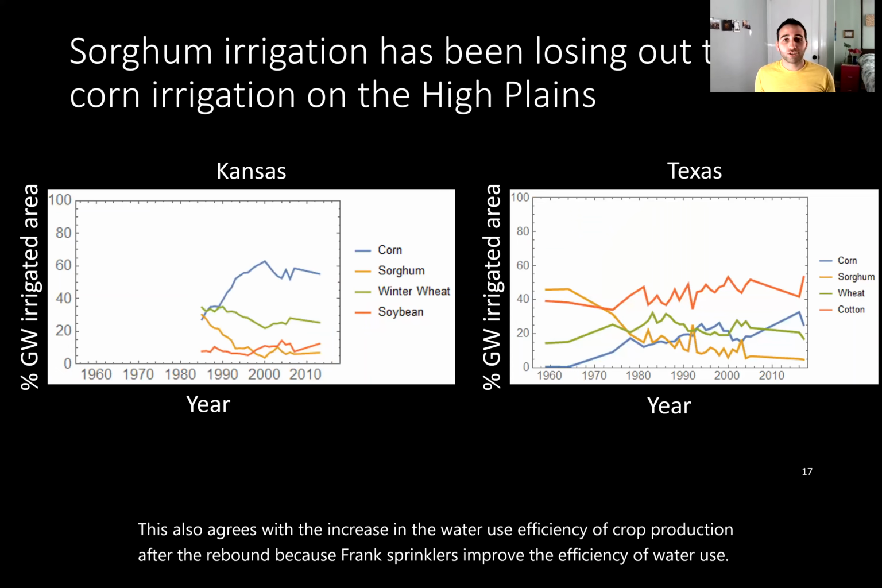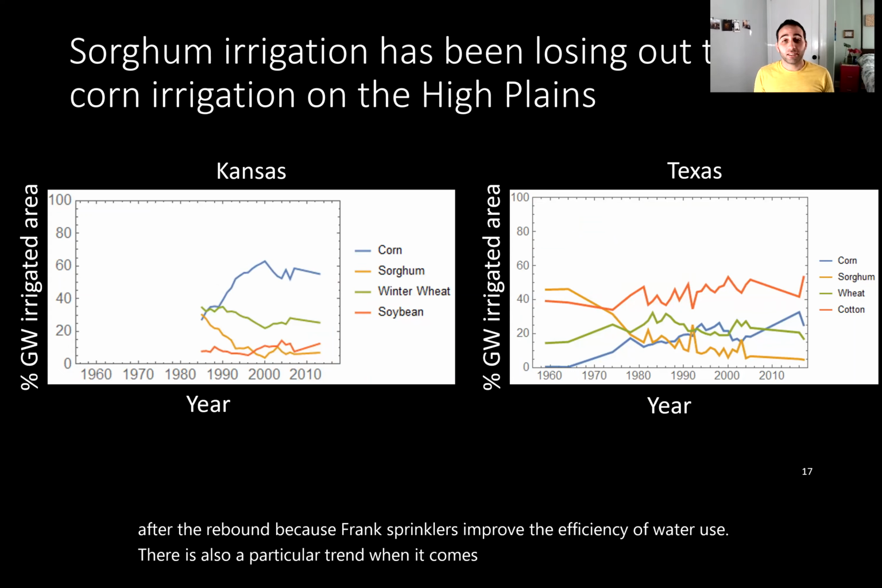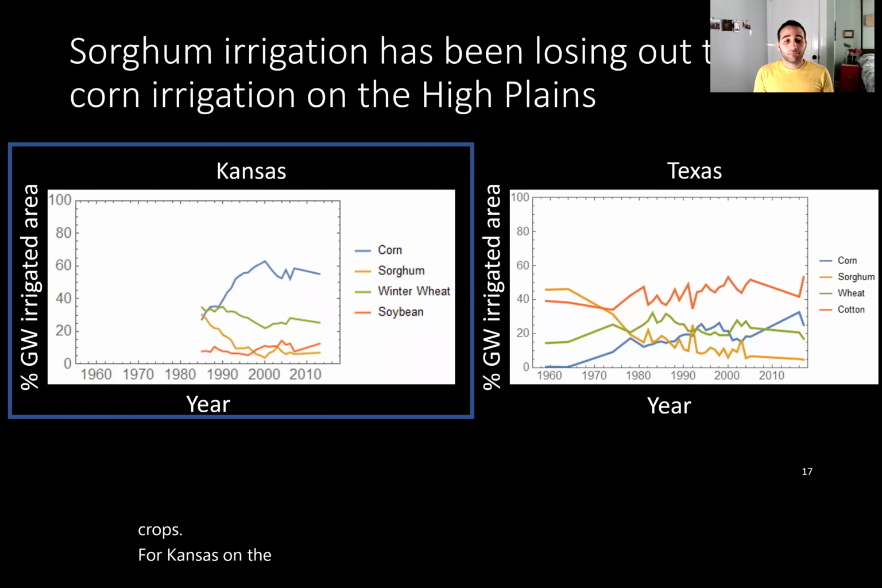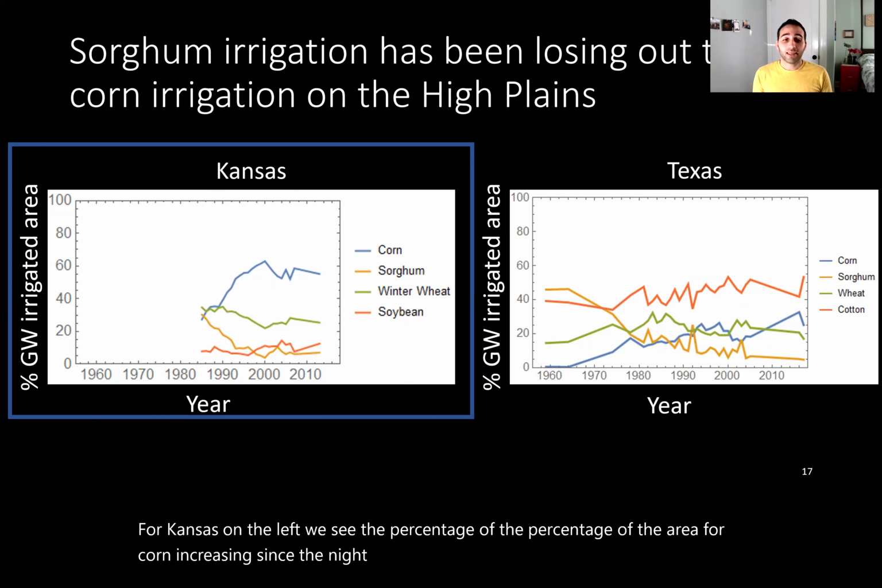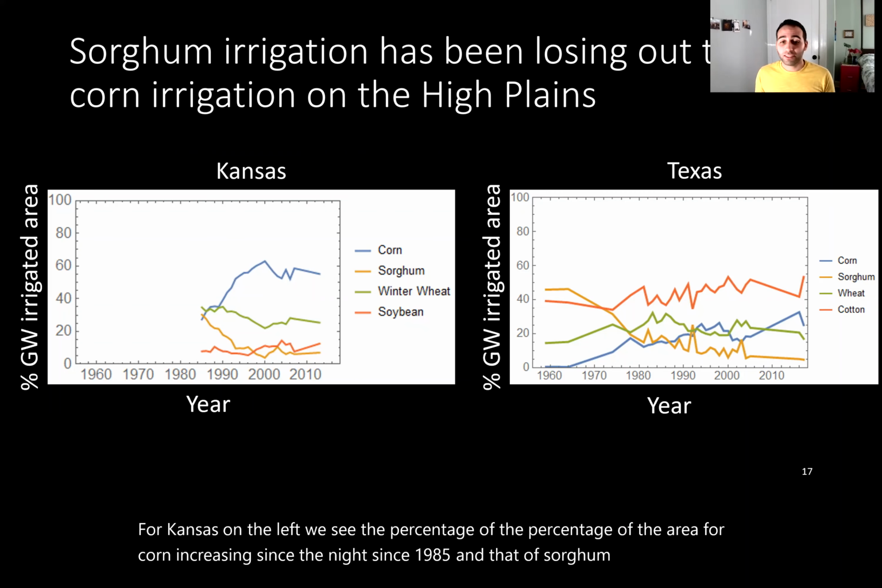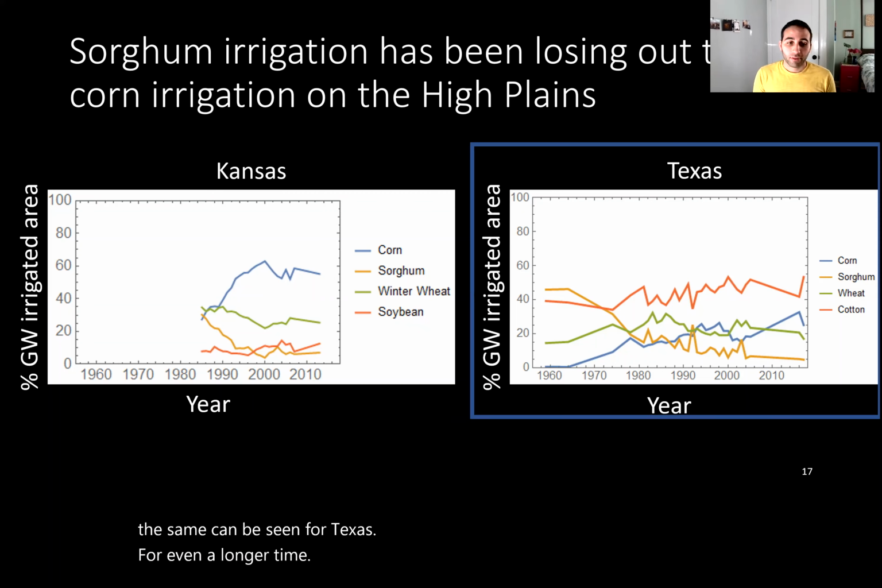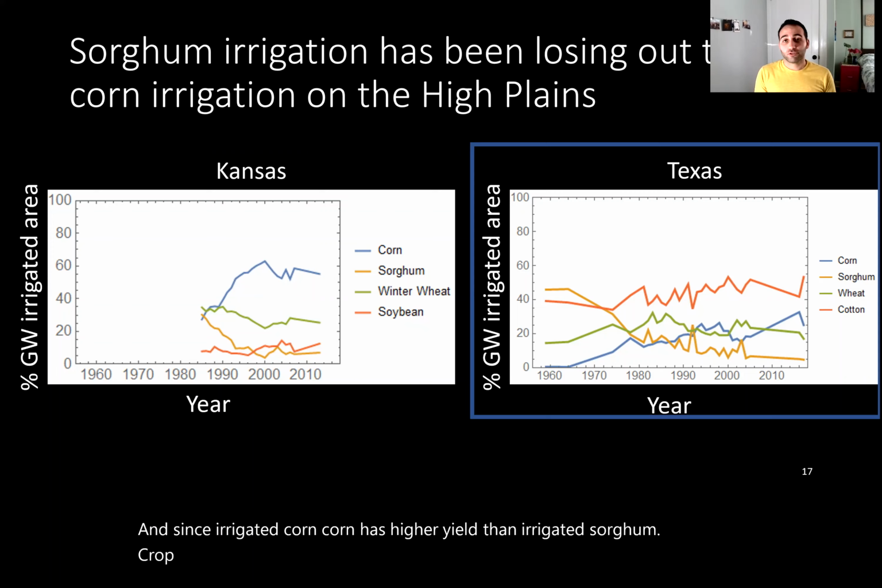There is also a particular trend when it comes to irrigated area by crop. These two figures show the percent of the groundwater irrigated area for different crops. For Kansas on the left, we see the percentage of the area for corn increasing since 1985, and that of sorghum decreasing. And the same can be seen for Texas for even a longer time. And since irrigated corn has higher yield than irrigated sorghum, crop production was still able to increase even after the occurrence of peak water.